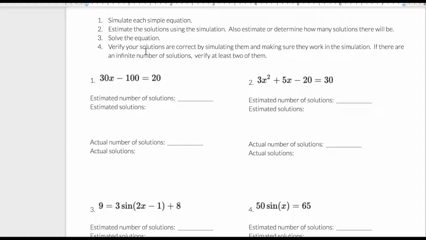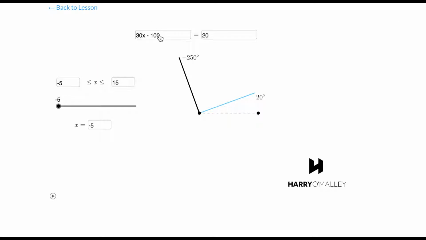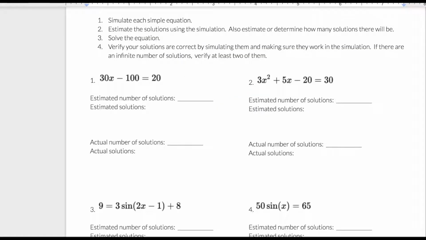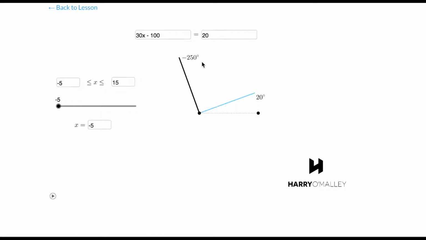It's a bit of a different simulation, so let's go to it. 30x minus 100 equals 20. We've already got it in here, but let me show you what it would look like from the start. Up here, instead of an f of x equals, we actually have an equation with two sides. You can put a function in both sides. You can put target values in both sides. In this case, we're putting a function on the left, which was 30x minus 100, and on the right, it's equals 20. So the leftmost input box controls the black segment, and the rightmost input box on the right side of the equal sign controls the blue.